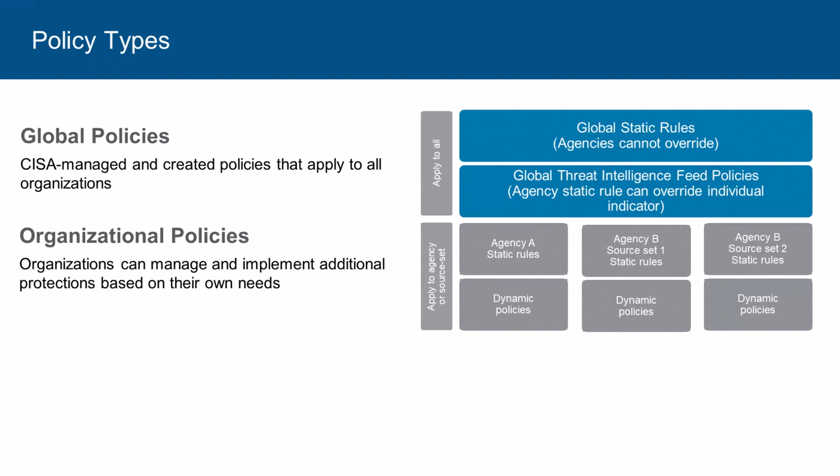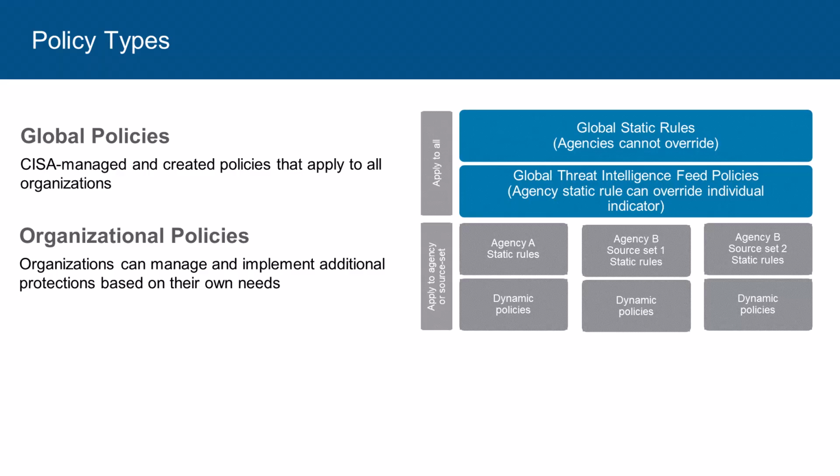The CISA managed and created policies that apply to all organizations are at the first level. CISA manages policies at the global level to provide protection to all organizations right out of the box. Additionally, organizations can manage and implement additional protections based on their own needs. Within each level, two types of policies can exist.